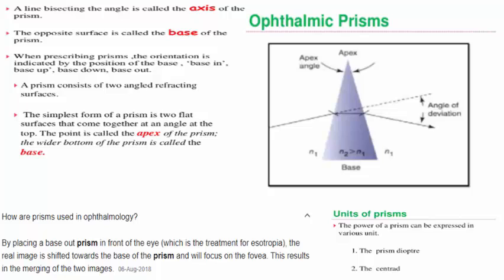How can we use this prism in ophthalmology? By placing a base out prism in front of the eye, which is the treatment for esotropia. The real image is shifted towards the base of the prism and will focus on the fovea. This results in the merging of the two images. The unit of the prism is diopter and centrad.